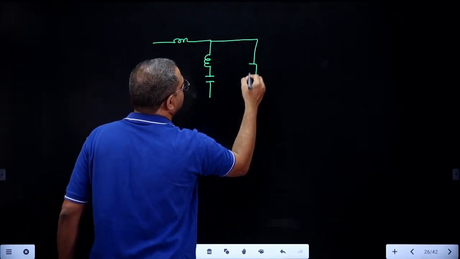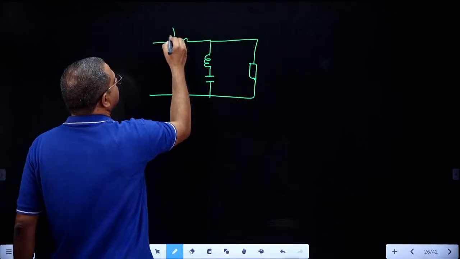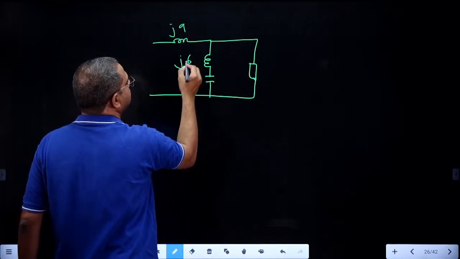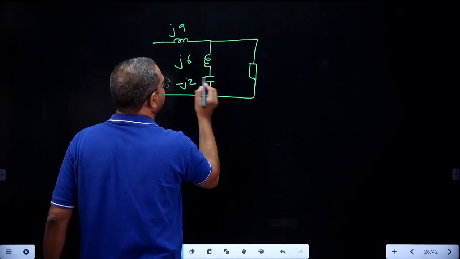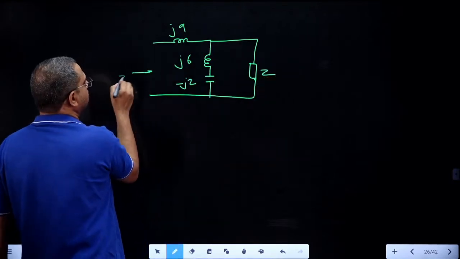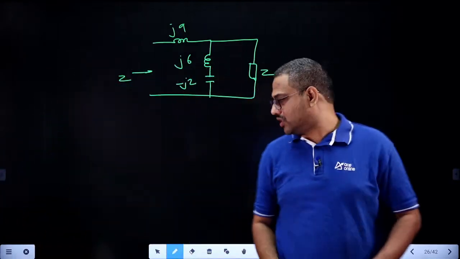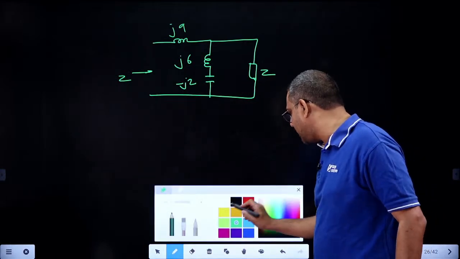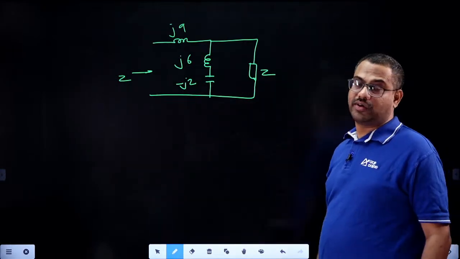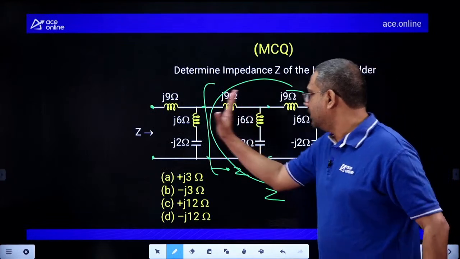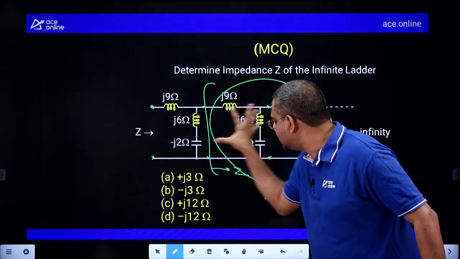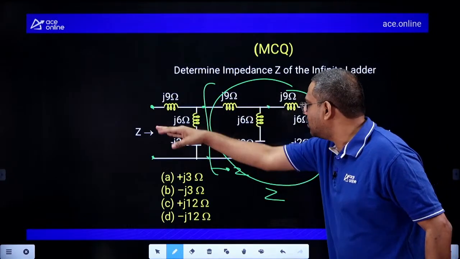This is Z again. Okay? This is J9, this is J6 minus J2, and this is Z, and this total is also Z. So this is the approximate. Why will I say approximate? Because of lumped parameters, yes, lumped parameters are approximate. So here, infinity minus 1 is infinity, then infinity plus 1 is also infinity.